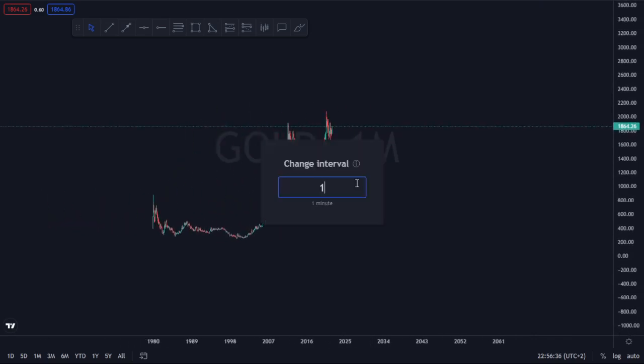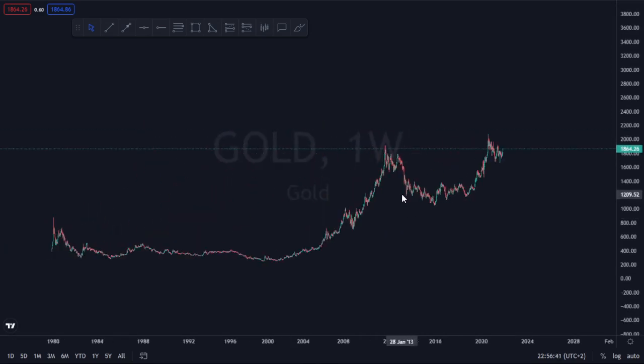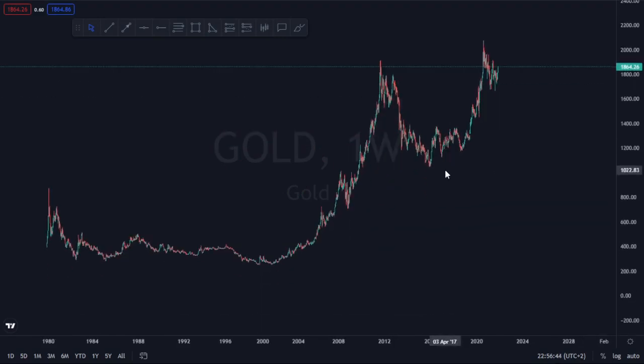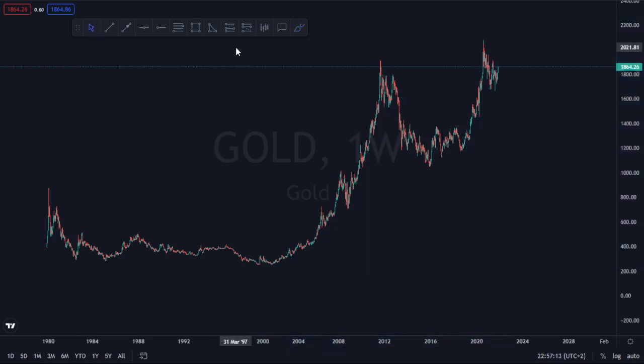Okay, let's go to weekly. Yeah, now that everything is widely open, spread, I mean, cool. Okay, as you can see, this is impulse, correction, and impulse. That's what it seems like when you just look at it from the start.